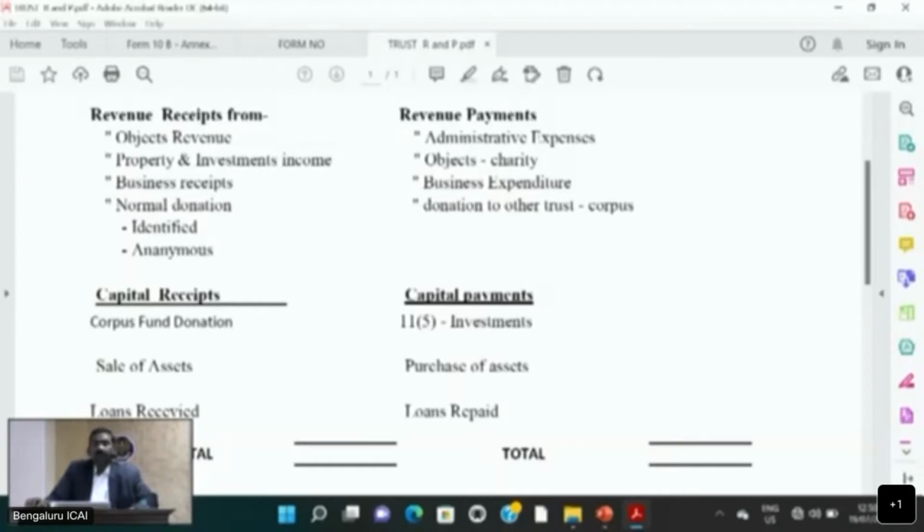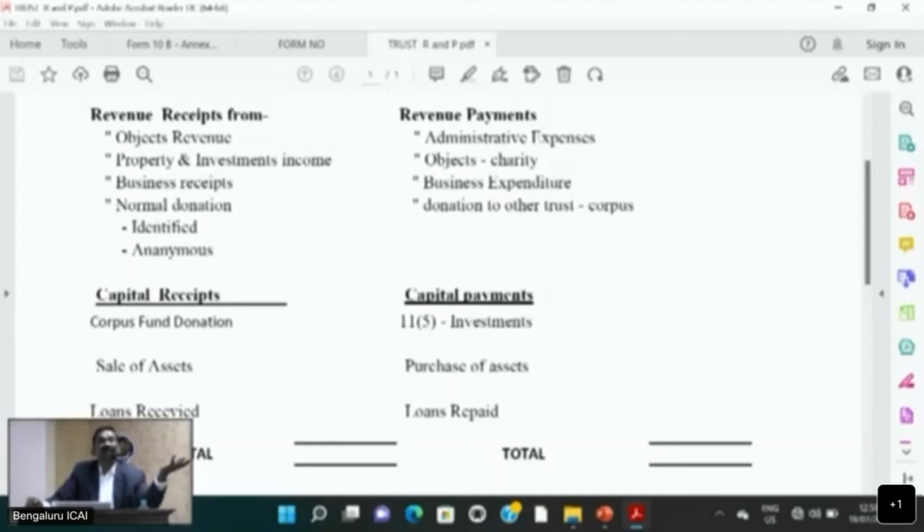Thank you. So the capital receipts, three types. First, corpus fund donations you received. Under section 11(1)(d), the condition I just now said, whatever you receive as corpus fund donation is subject to three conditions when it is exempt. A, whatever you receive, you should apply it during the year as per section 11(5) more.